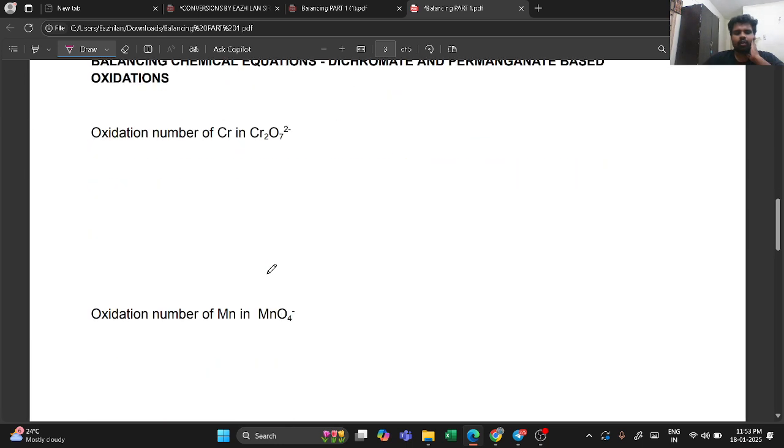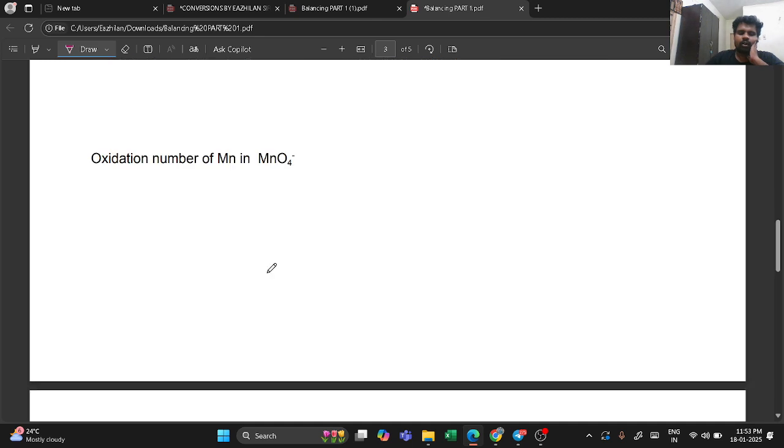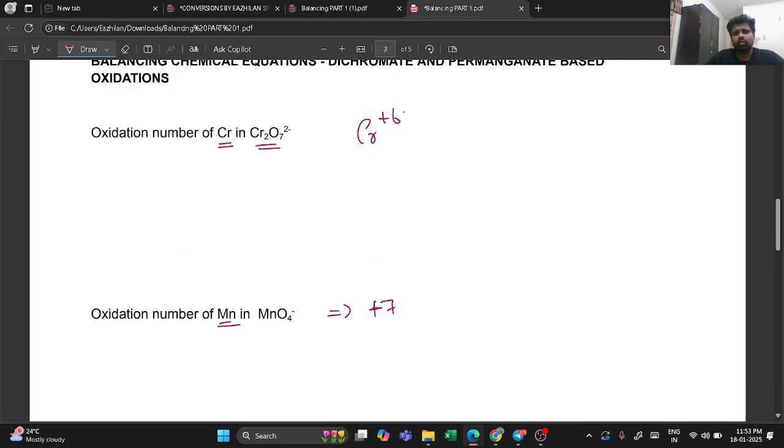So this I have already solved here. What is the oxidation number of chromium in dichromate ion? Just now I told you, for chromium it will be +6. Okay, you can try working it out on your own based on what I taught there. Then for manganese in potassium permanganate, we have just solved it, it is equal to +7.